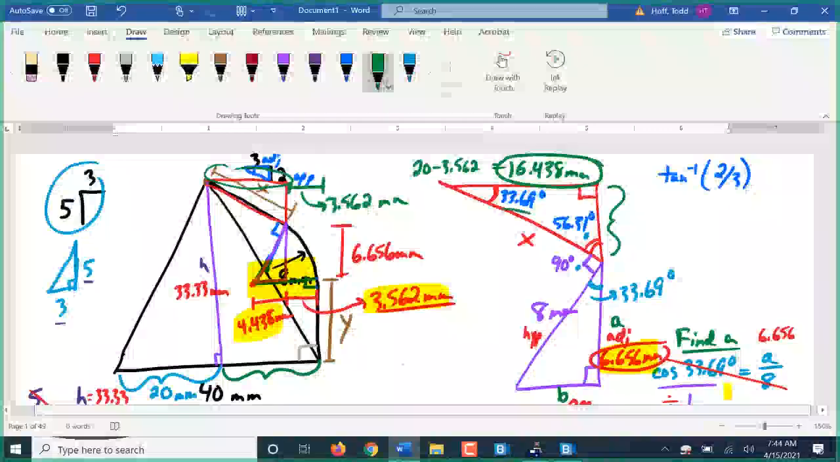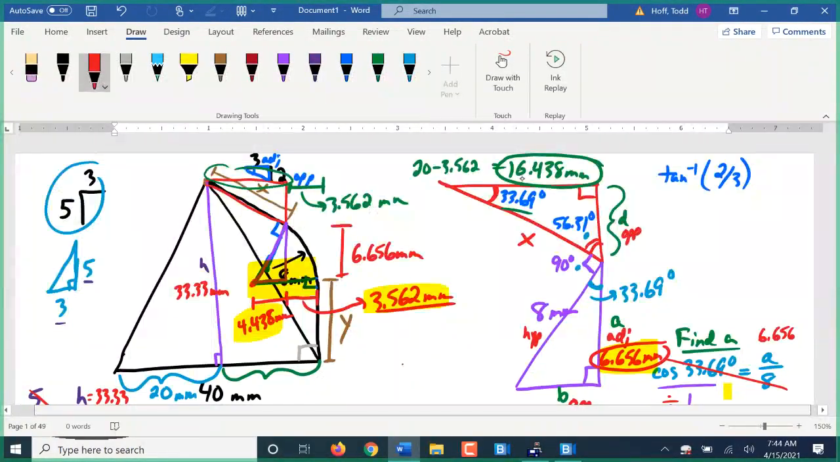Because I'll use my 33.68 again. I'll call this dimension over here D. D would be the opposite side. The 16.438 would be the adjacent side. We are looking at a tangent. Tangent of 33.69 degrees equals opposite side of D over the adjacent side of 16.438.